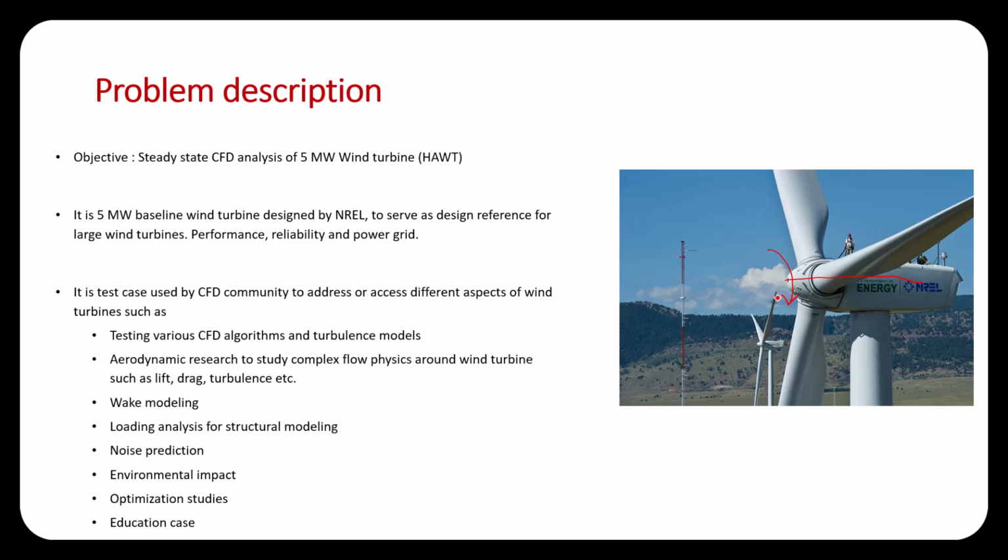Because the axis of rotation, which is here, is parallel to the ground, this is called the horizontal axis wind turbine. In short, it is the HAWT.